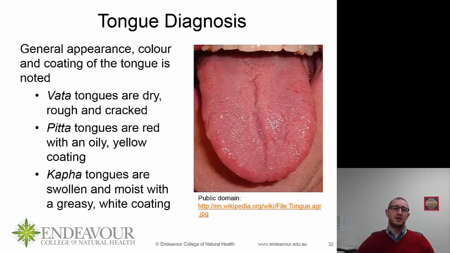Tongue diagnosis. So the general appearance, the colour and the coating of the tongue are all noted. Once again, this is very similar to Chinese medicine in that basic sense, but the diagnostic understandings that come from those observations obviously are different between Chinese medicine and Ayurvedic medicine. So Vata tongues are dry, rough and cracked. Pitta tongues are red with an oily yellow coating, and depending on your understanding of Chinese medicine, you might start to think to yourself, well, what might this relate to from a Chinese medicine diagnostic perspective? Kapha tongues are swollen and moist with a greasy white coating.